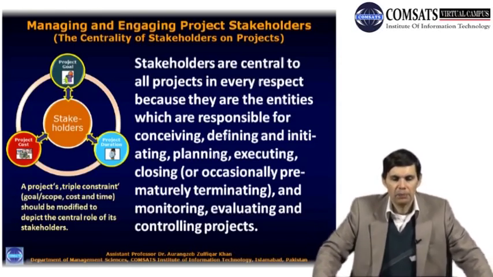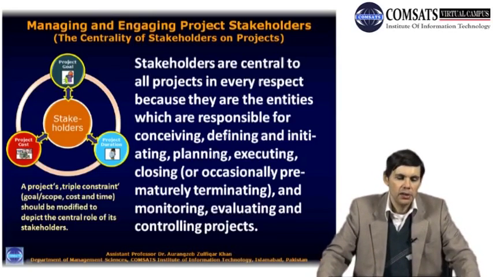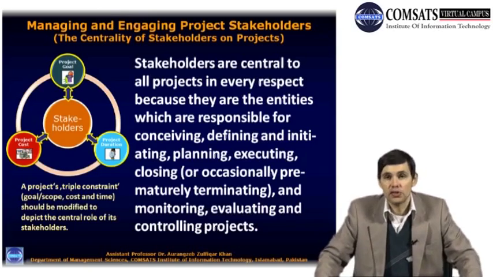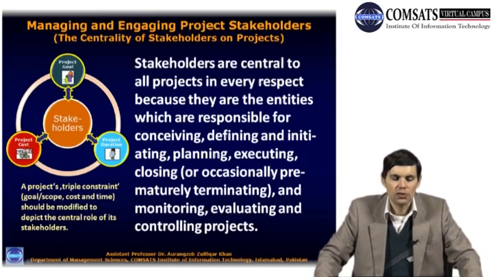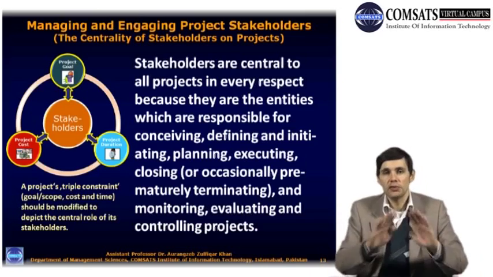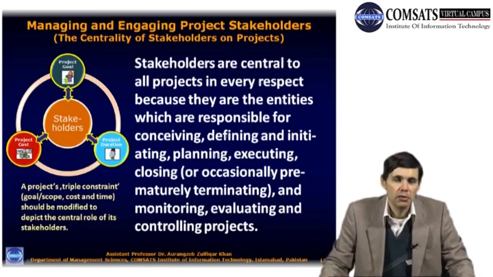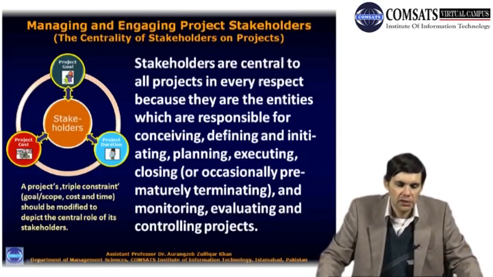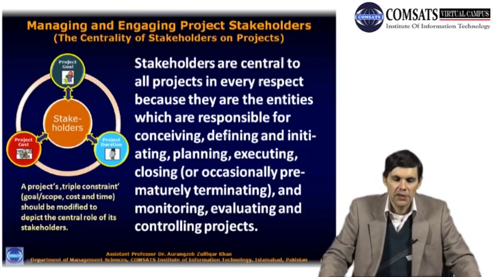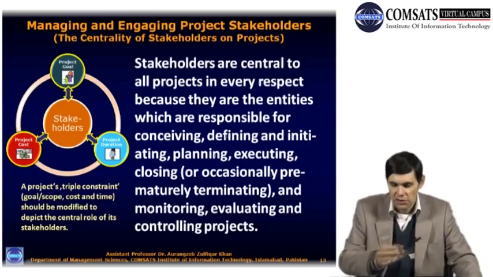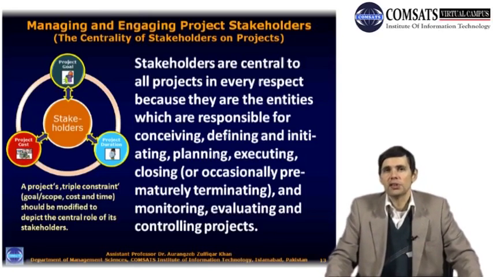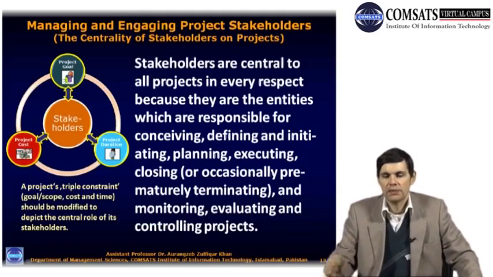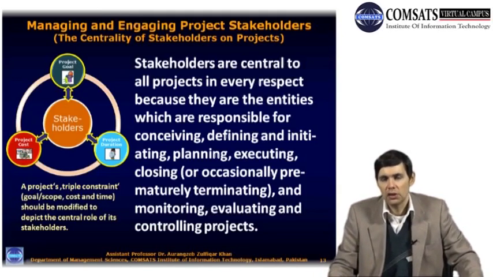And that is why I have been pleading that this conventional triple constraint of a project, the goal, scope, cost, and time, should actually be converted into a rectangle or a square in which you have also got stakeholders. Or, as I have drawn it over here on this slide, you can have a circle with stakeholders in the middle, and you can have then a triangle with the triple constraint around it. But stakeholders, they are the central core of a project.